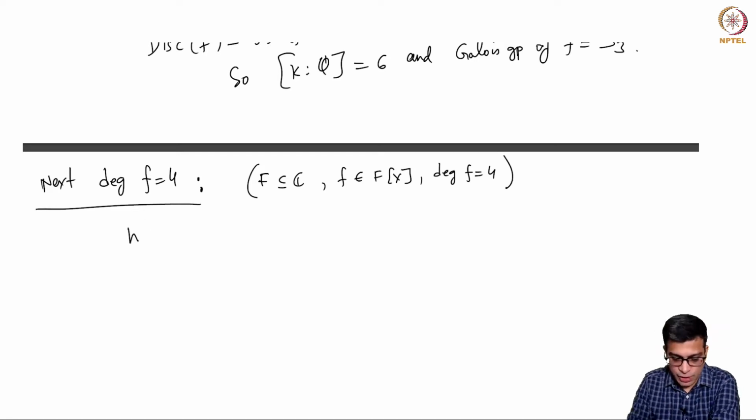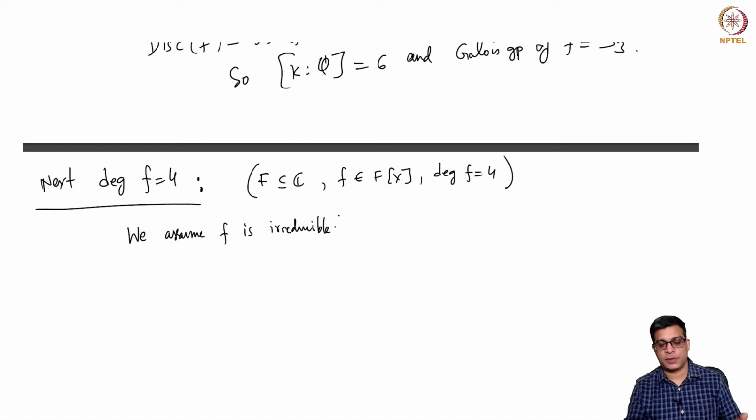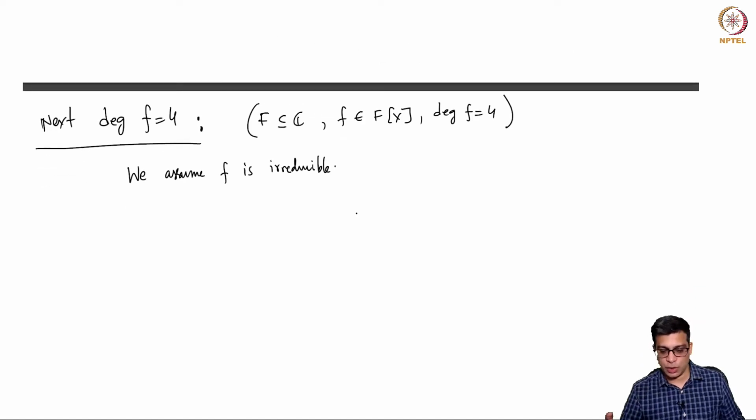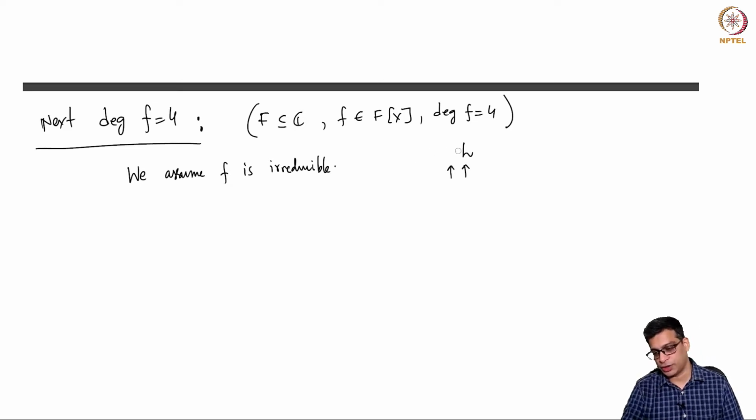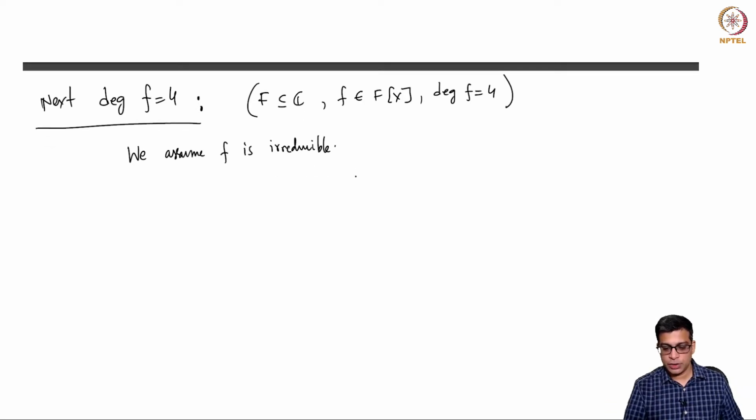So, of course, we assume that f is irreducible. That is because if it is not irreducible, it is a product of two polynomials of smaller degree, and those we have already considered. Any polynomial of degree 3 or less is already solvable. So if f is GH, and G and H are solvable, then f will be solvable, because any root of f is a root of G or a root of H. So, the only new case is when f is irreducible. We are going to assume this.